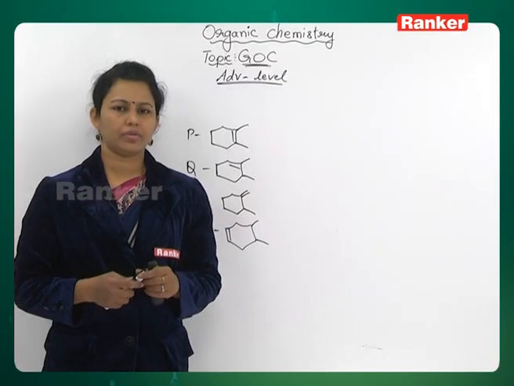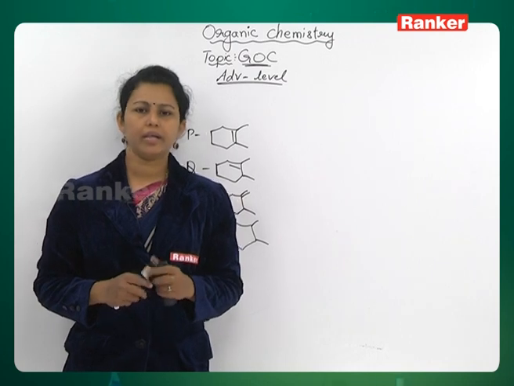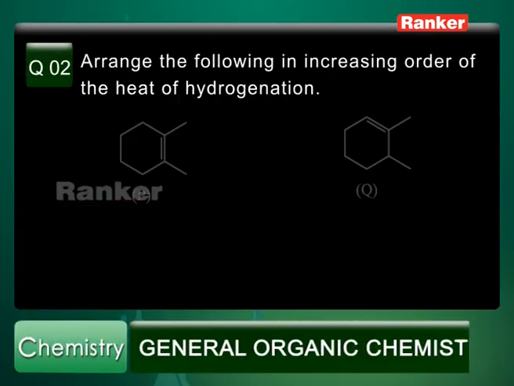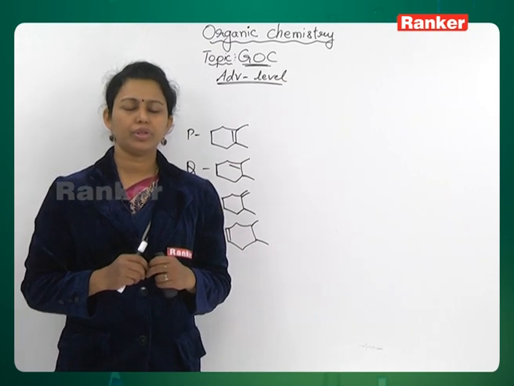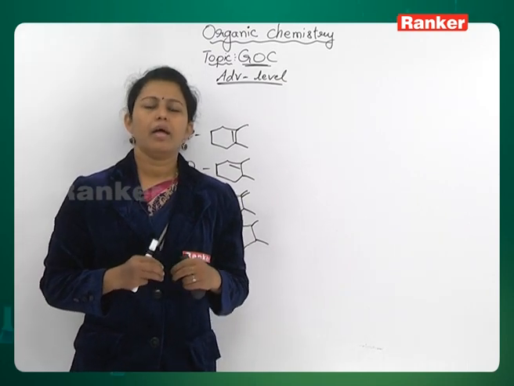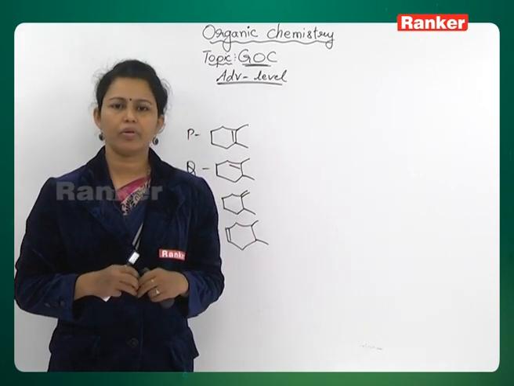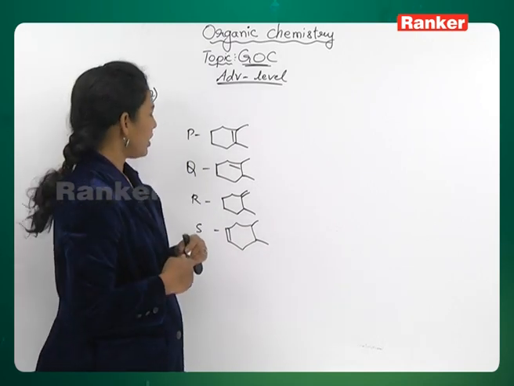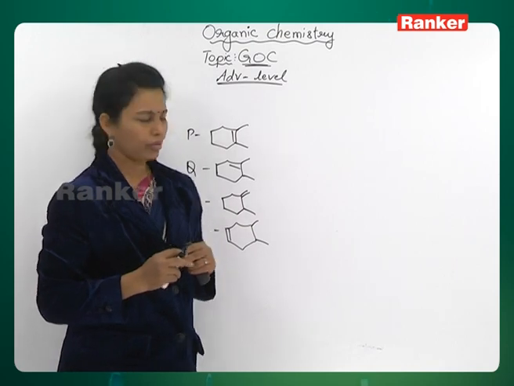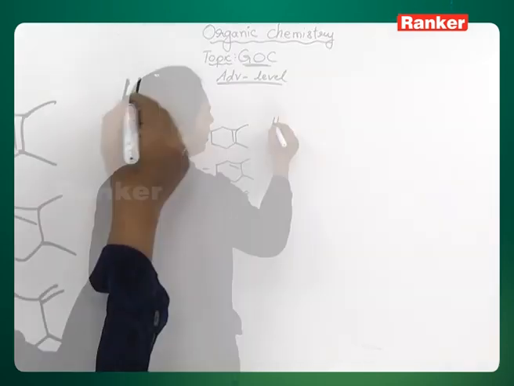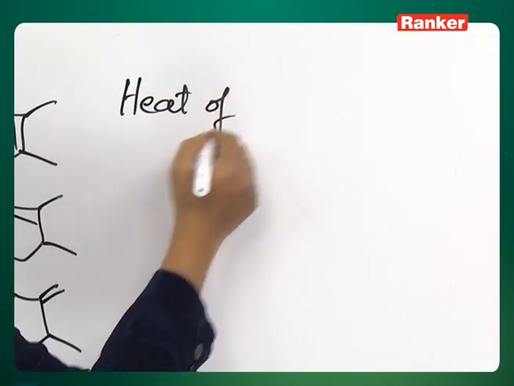Now next question, question number 2, and here is the question. Arrange the following in increasing order of the heat of hydrogenation. So here the heat of hydrogenation is asked, and how do we find it out? Heat of hydrogenation, we can give for these alkenes.